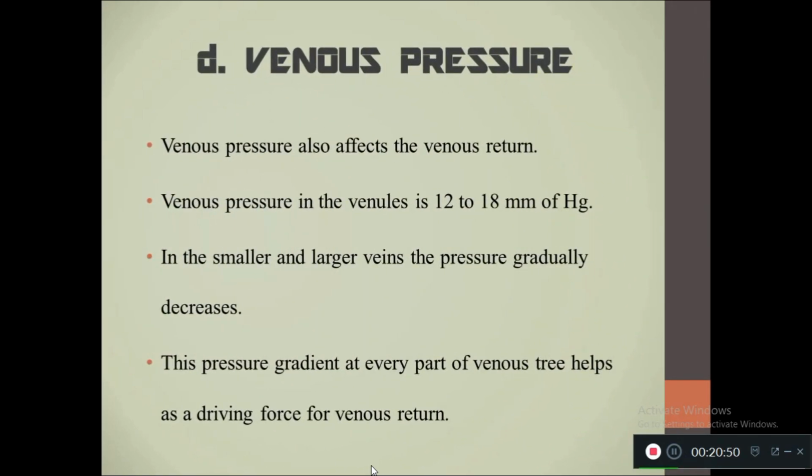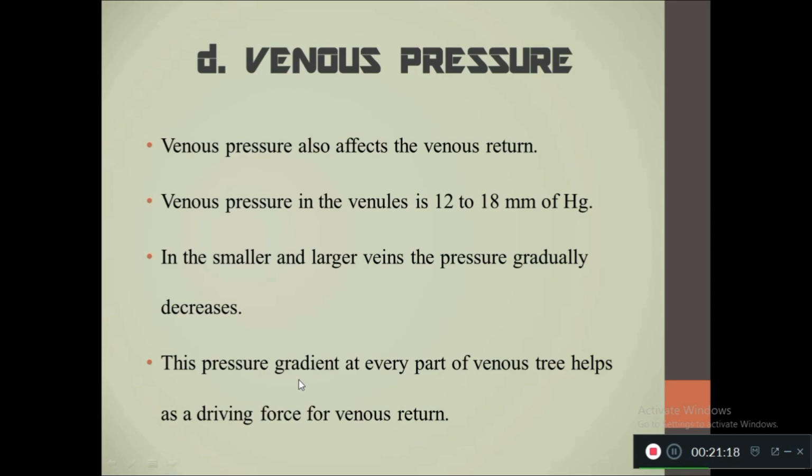The third one is venous pressure. Venous pressure also affects the venous return. You know that venous pressure in the small venules, the very minute portion of the veins, is high, 12 to 18 millimeter of mercury. But when it comes to the smaller veins and the larger veins, and near where the vena cava joins the right atrium, the pressure in the vein is decreasing.